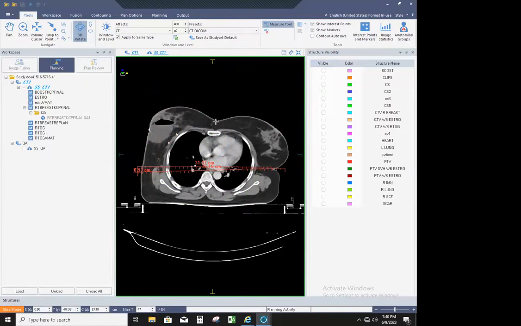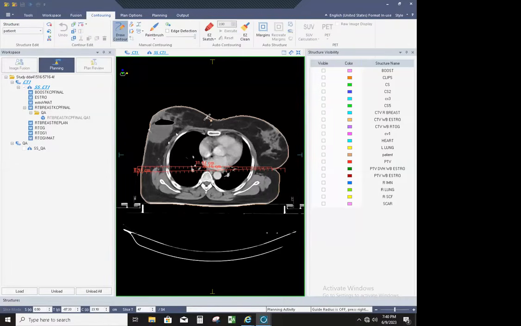So this is the artery, and you can follow this artery. This is the vessel, and you can follow this vessel and this lateral thoracic artery. You can control this accordingly. The CTV breast, CTV whole breast, and PTV breast.